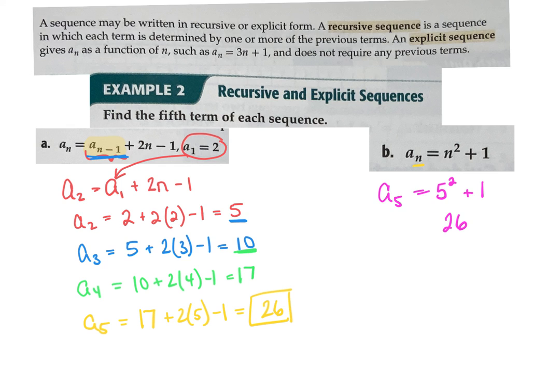1 squared plus 1 was 2. That's my first term. 2 squared plus 1, that was 5. 3 squared plus 1, that was my third term. 4 squared plus 1, that was my fourth term. 5 squared plus 1 was my fifth term. All right. And so this was the recursive formula. And this was the explicit formula for the same exact sequence. Those were the same sequences. All right.